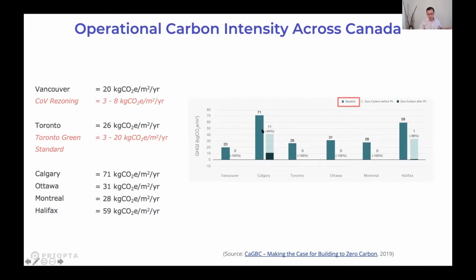If you're in a place like Calgary, where it has a much colder climate, maybe the buildings aren't as energy efficient. Also, they use a lot of fossil fuels in their electricity, so their electricity grid carbon intensity is much, much higher than Vancouver. You can see their GHGI numbers can be, let's say a baseline building would be 71, for example. So big ranges in the operational carbon emissions.